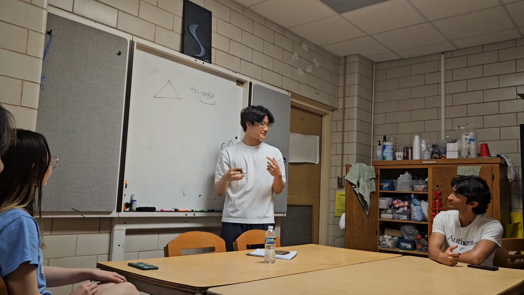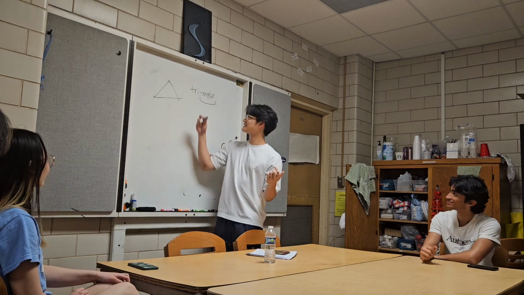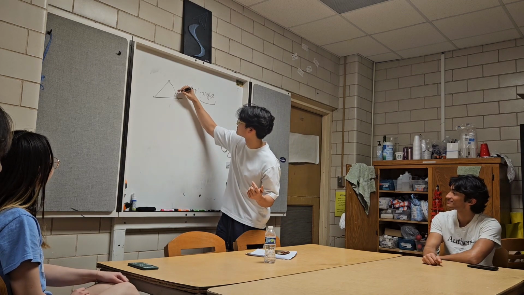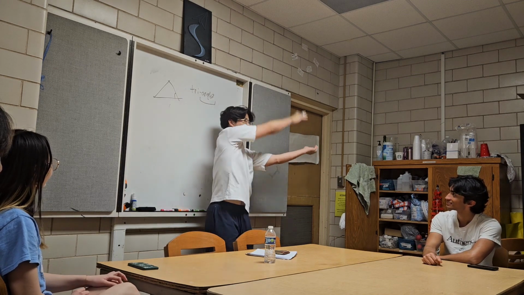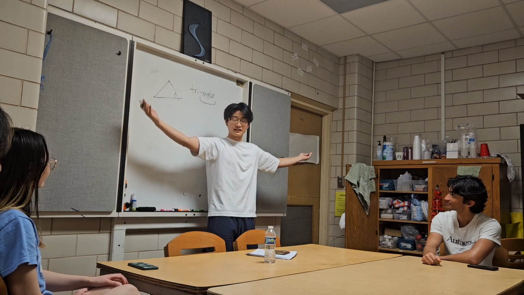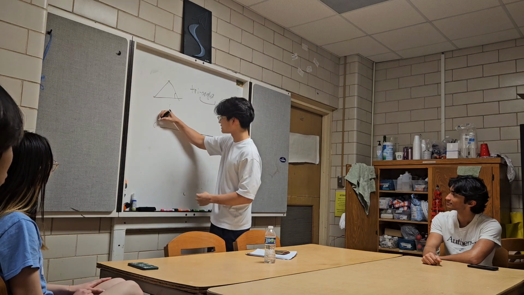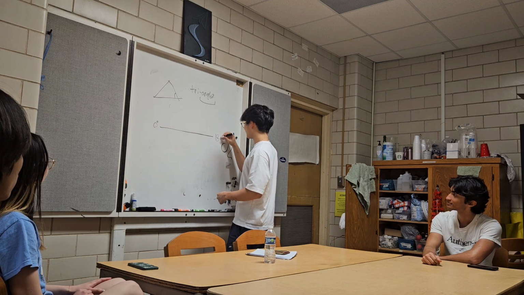So angles, does anyone know what an angle is? The measure between two sides? Oh yeah, that's good. So an angle is the distance between two sides. You can think of no angle as 0 degrees or a full angle as 180 degrees. So angles can be anywhere on this line from 0 degrees to 180 degrees.